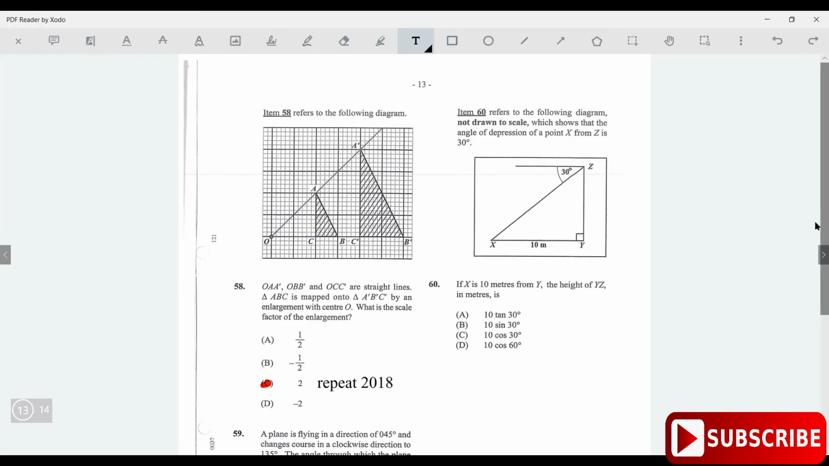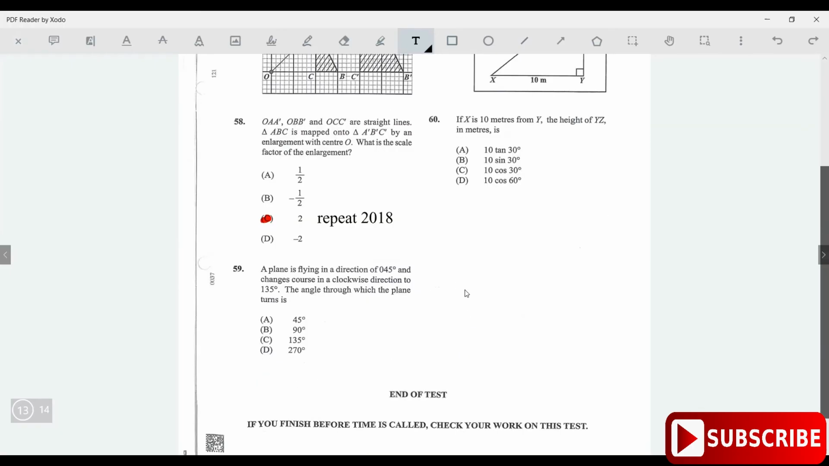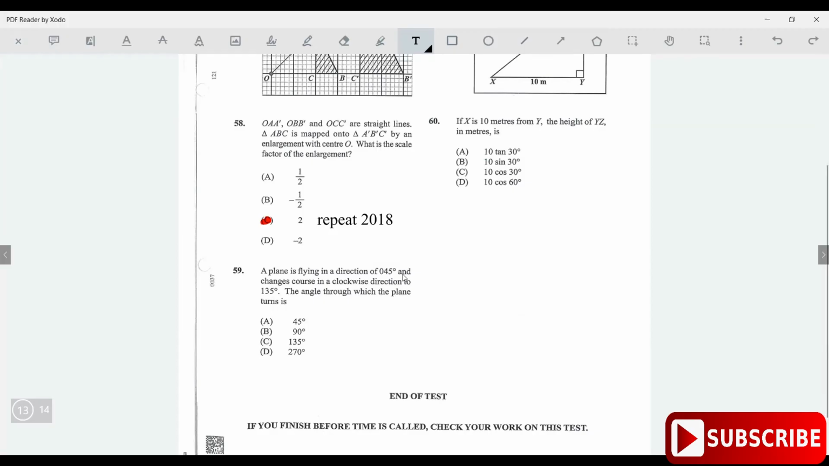All right, question 59. A plane is flying in the direction of 45 degrees. So a plane is flying. Let's say the plane starts at a point right here. It's good when you have a point, and then the plane is flying 45 degrees. Say 45 is here, and changes course clockwise to 135. So now the plane is at this point, then it's going to change its direction to 135 degrees.